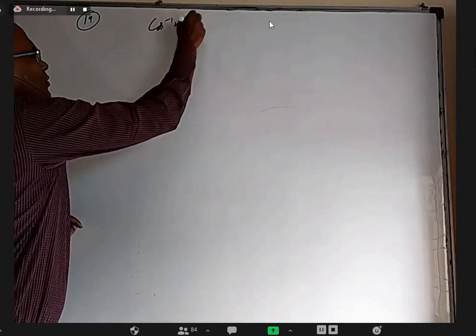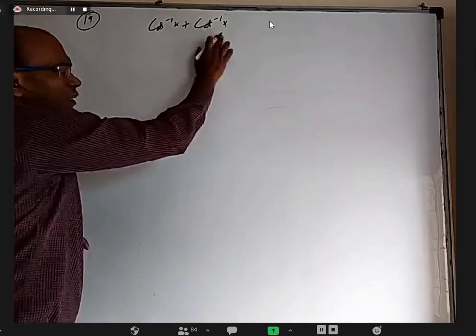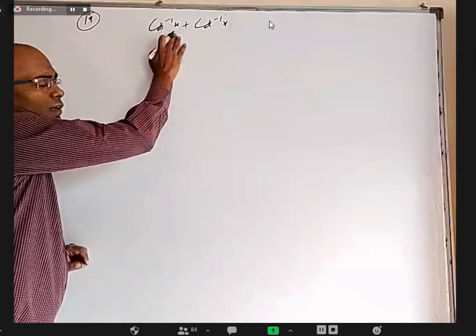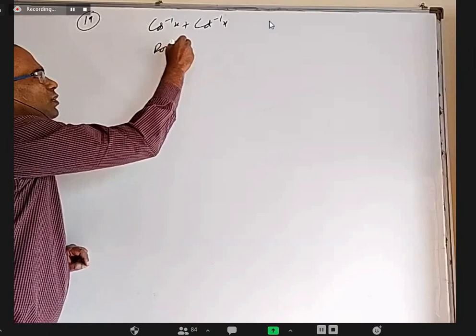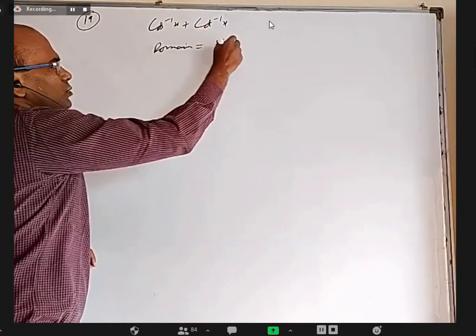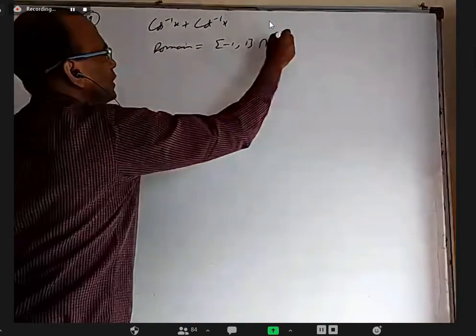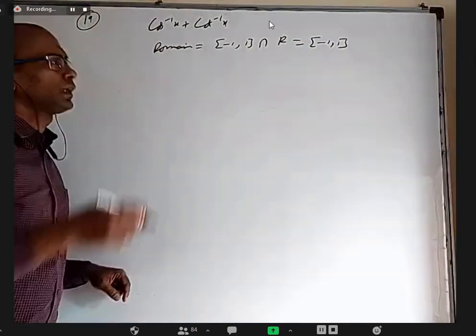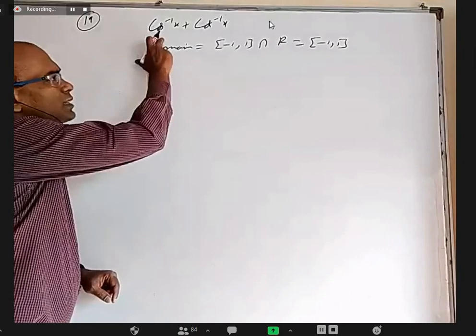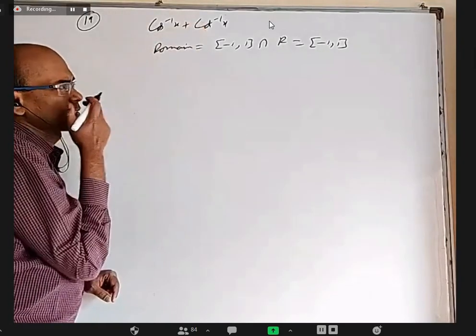Okay. So first of all, cos inverse x plus cot inverse x is defined for all x values, while this one is only for between -1 and 1. So when you take the intersection, whenever you are adding, you find the domain of the first one and the domain of the second one, and take the intersection. So this is the final domain. This one is also increasing, and what about this? Is this increasing or decreasing?